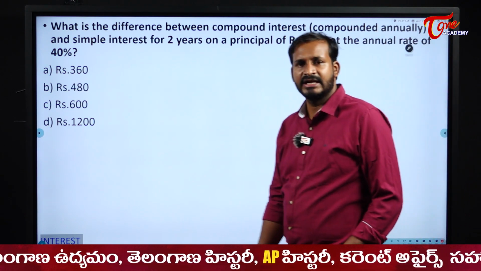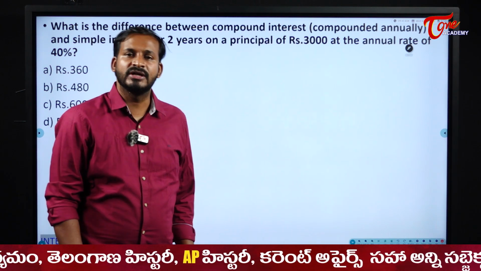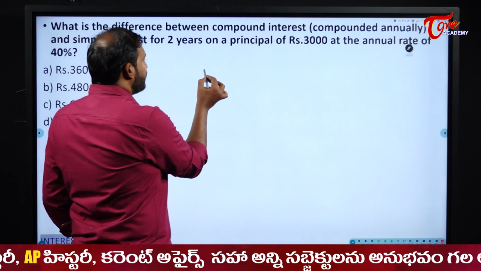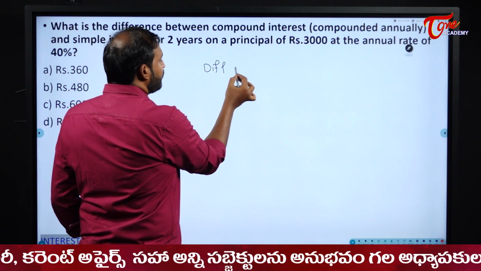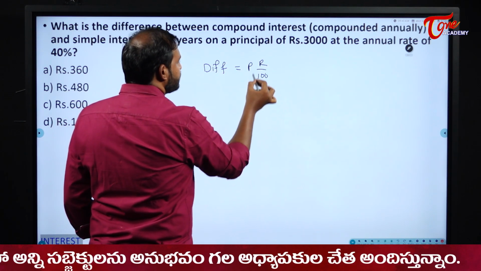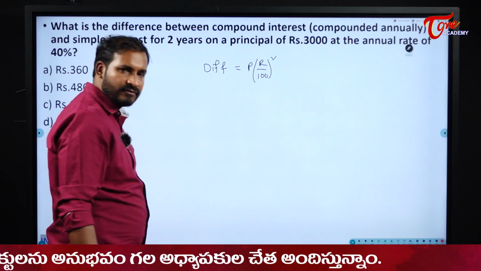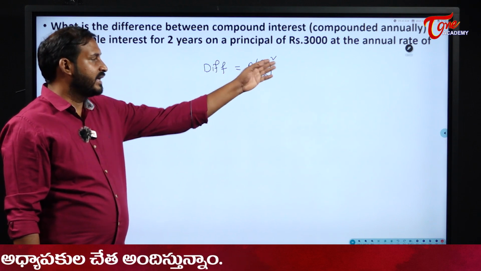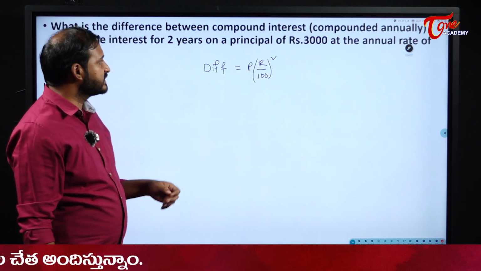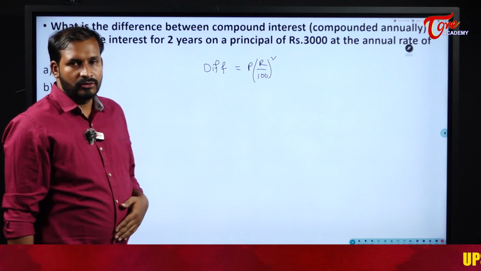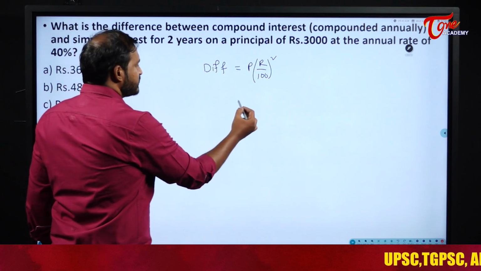a principal? See, directly we have the formula. What is the formula, students? Before starting the session itself, we have discussed the formula. What it is? Difference is equal to, for 2 years, P R by 100 whole square, or else PR square by 100 square. Whatever it may be, it will come to the same thing. They are asking us the difference between the compound interest and simple interest for 2 years. As usual, substitute in the formula.